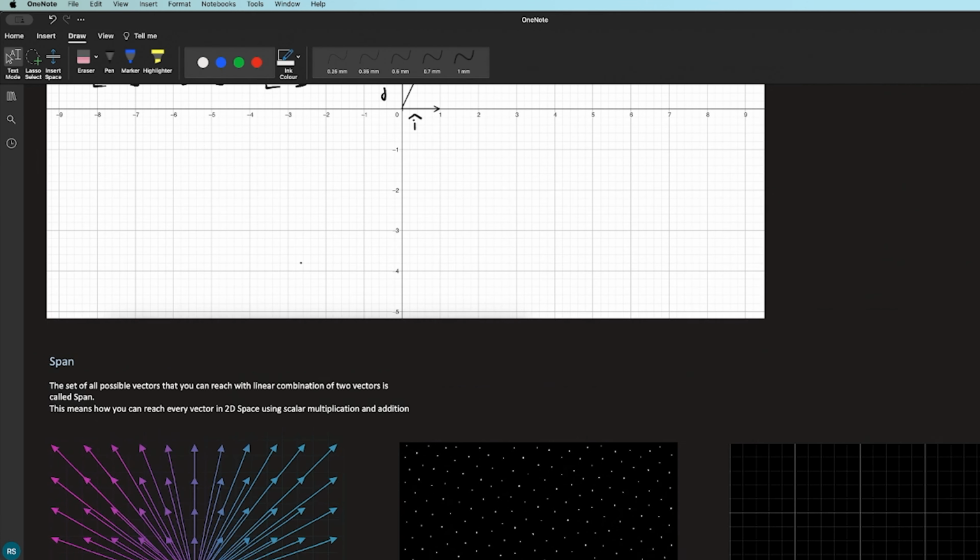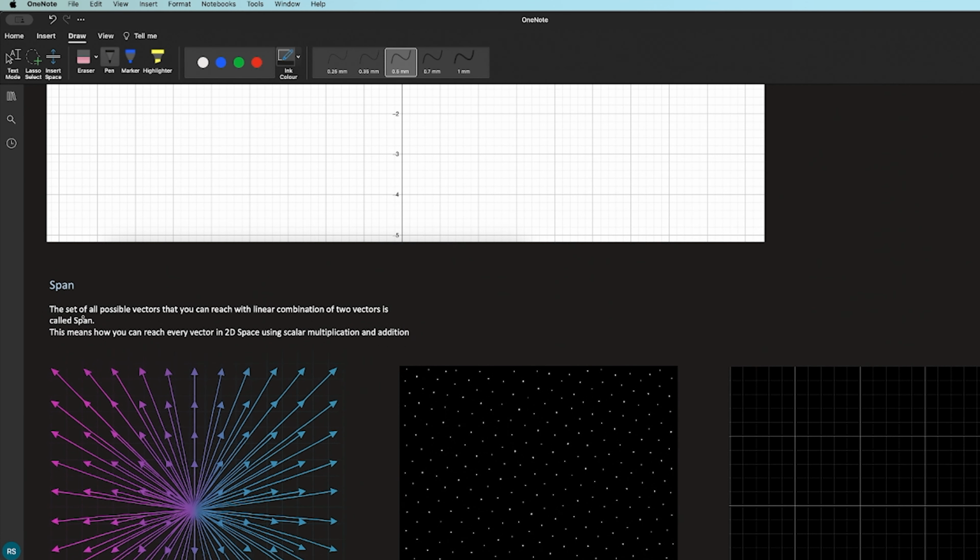Now coming to the next topic, that is span. What is span? From the definition, the set of all possible vectors that you can reach with a linear combination of two vectors is called a span. Using the linear combination of the standard basis vectors i and j, you can reach any point, and the resulting set of all possible vectors that you can reach with the linear combination of two vectors is called a span.